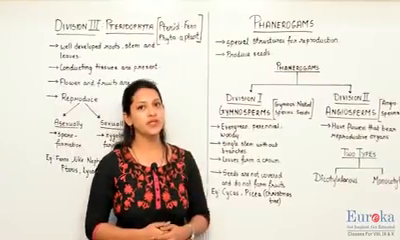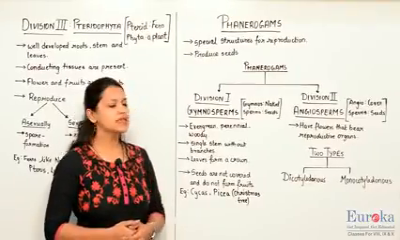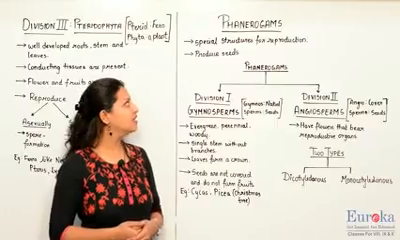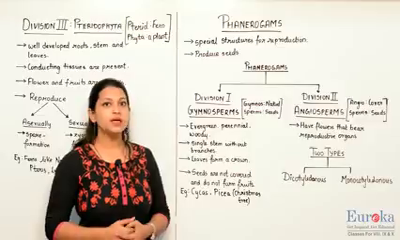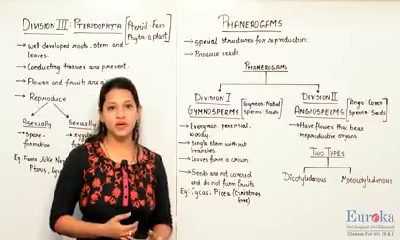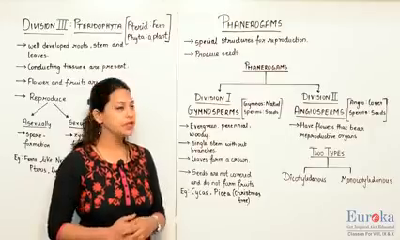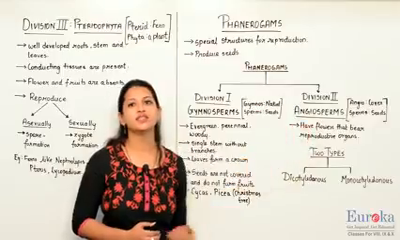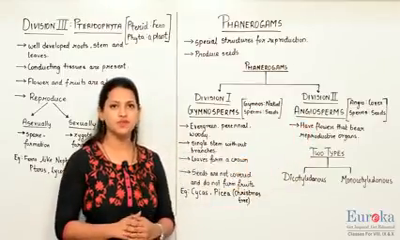Let's move ahead with another classification of plants which is Phanerogams. The plants having special features for reproduction and which produce seeds come under the Phanerogams. Depending upon whether the seeds are covered or naked, Phanerogams are further divided into two divisions. The first division consists of gymnosperms and the second division consists of angiosperms. Let's have a look at the characteristics of the gymnosperms.